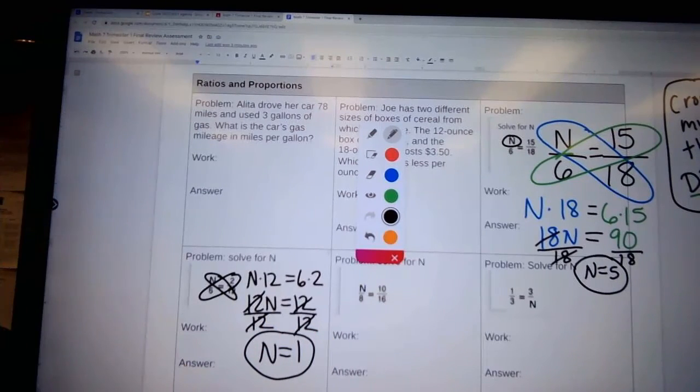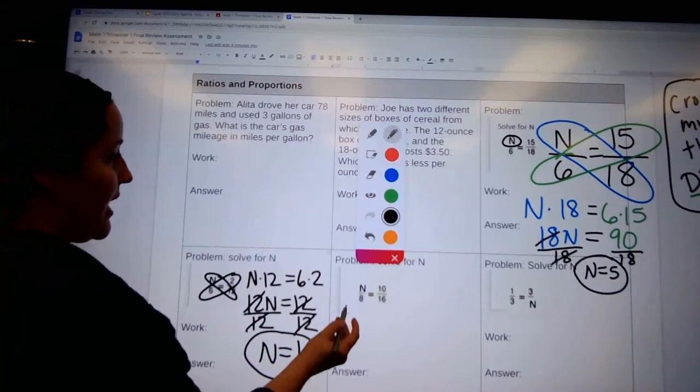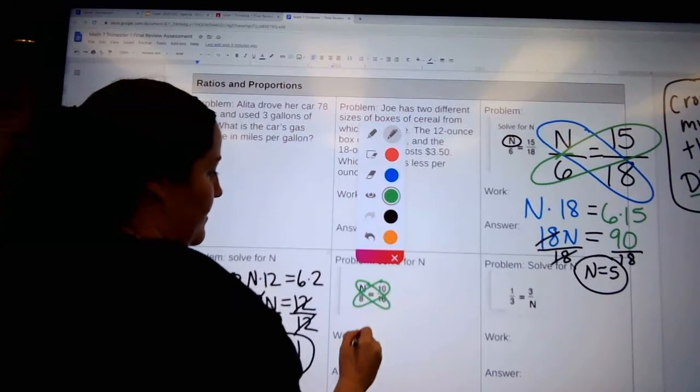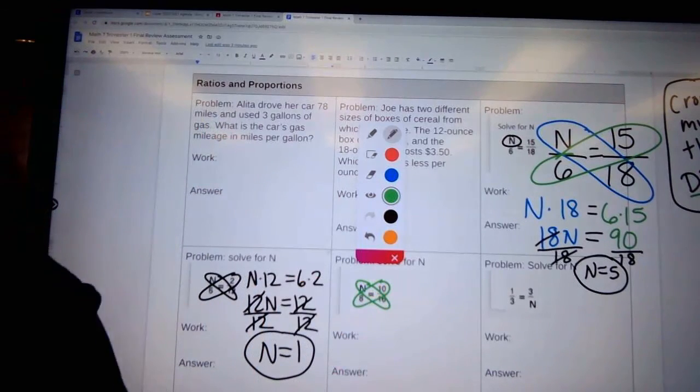So that's how you solve these. And I want you to continue the same method, trying to do the cross multiply and then divide and set it up just like I did for those.